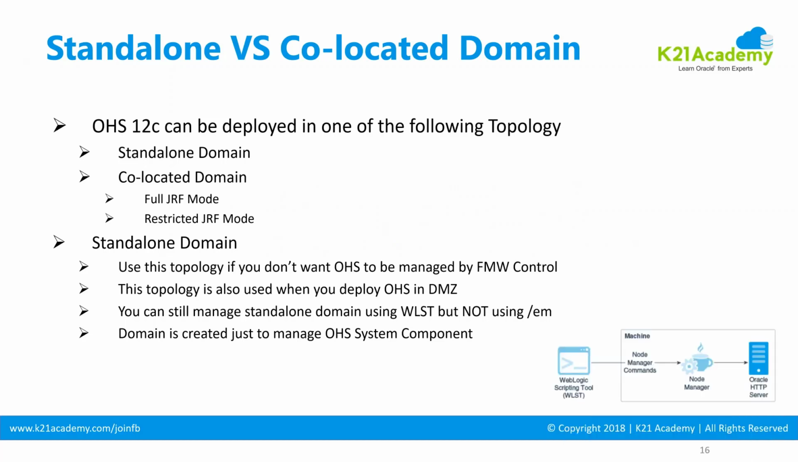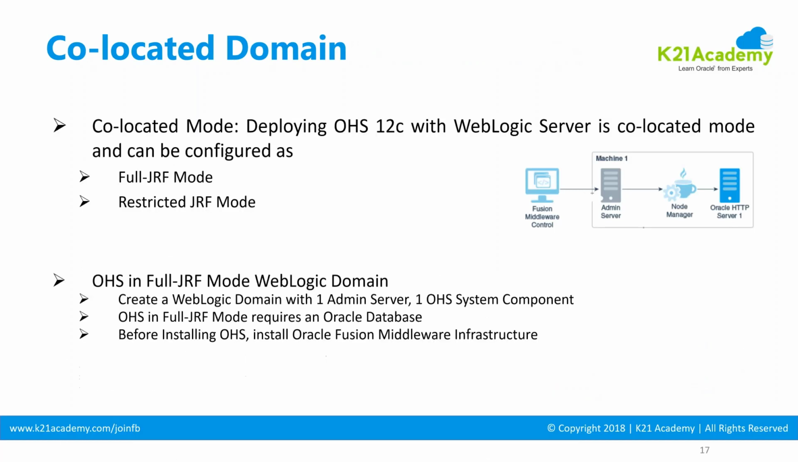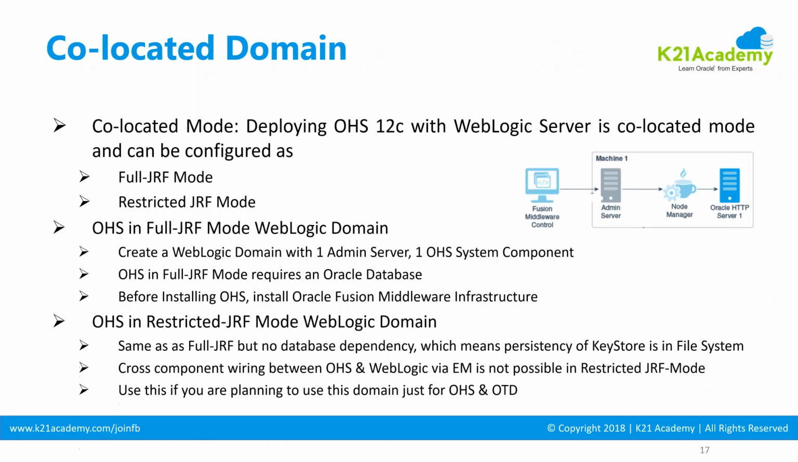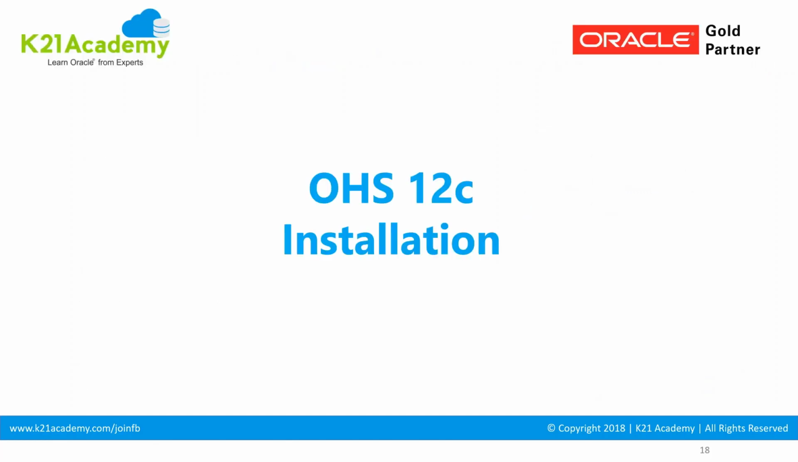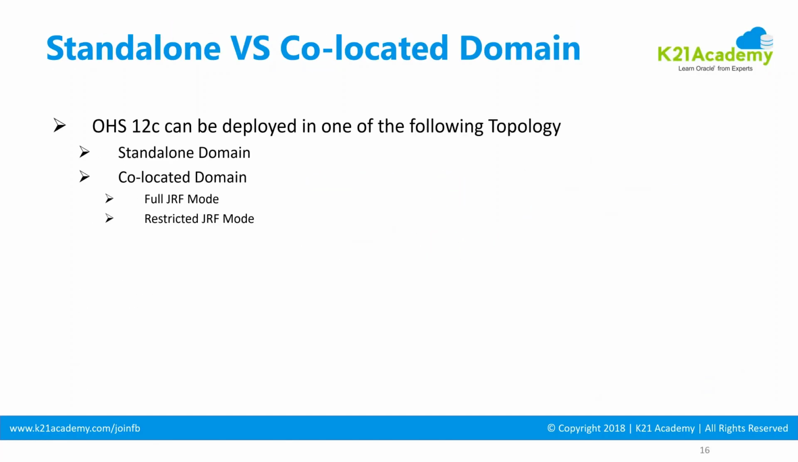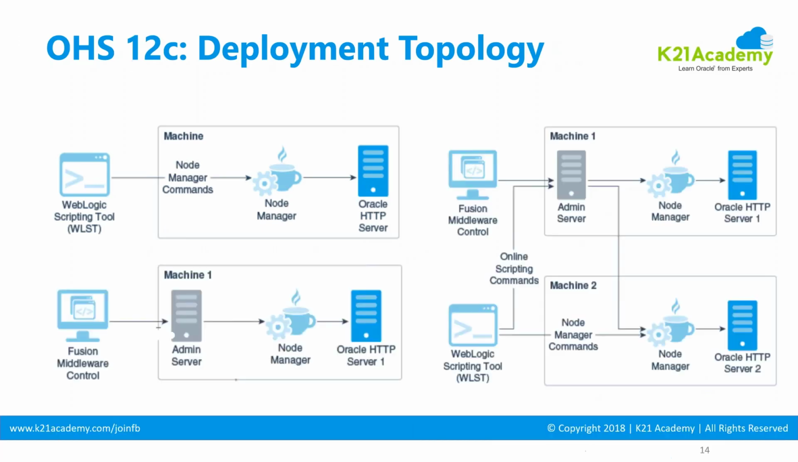And this is what the diagram looks like in a standalone domain. You have a Node Manager managing the HTTP Server. There's no admin server. Whereas in a co-located domain, you have an admin server with Oracle HTTP Server. So this is all about the co-located and standalone domain deployment model.